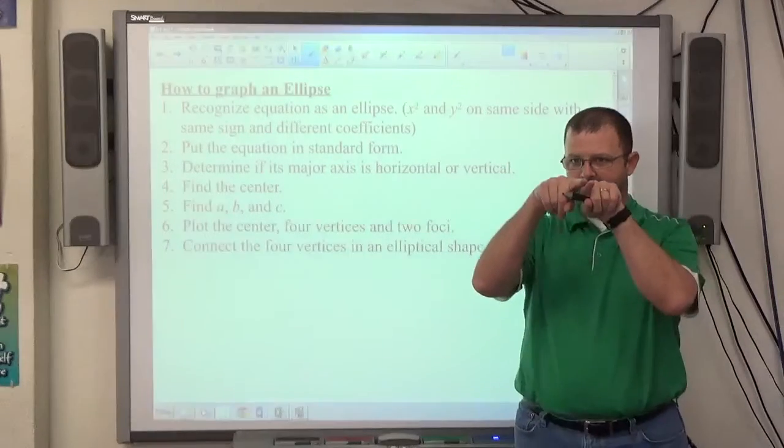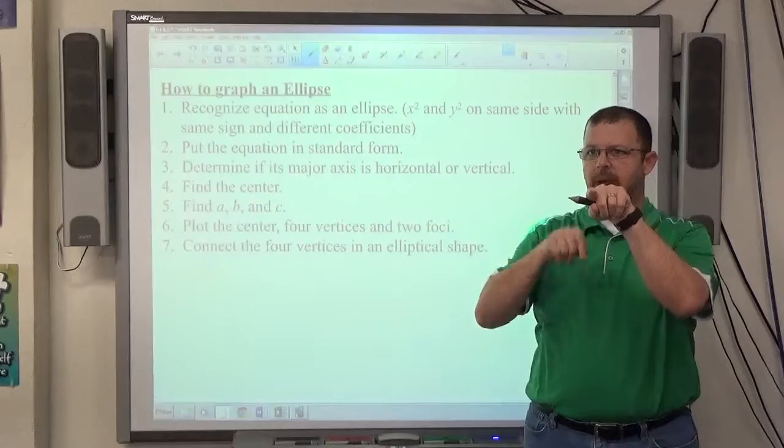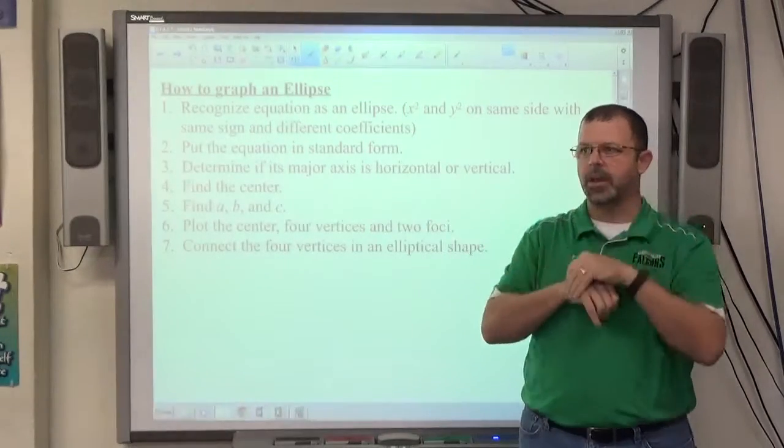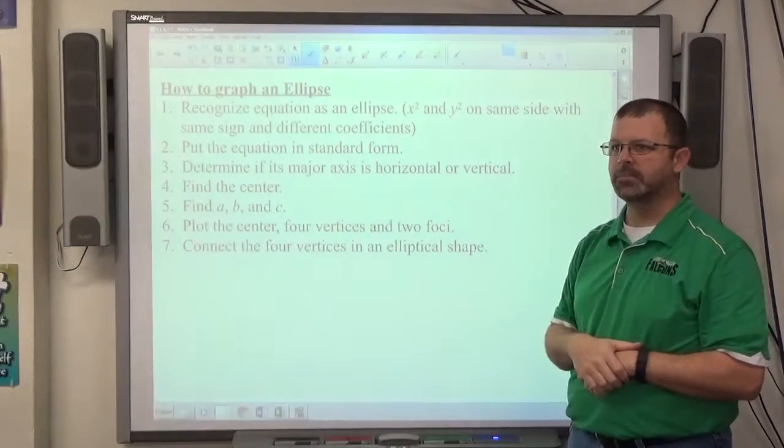So if you plot the center, you go A left, A right, B up, B down, and then either C left or right, or C up and down. Connect the four vertices and you're done.